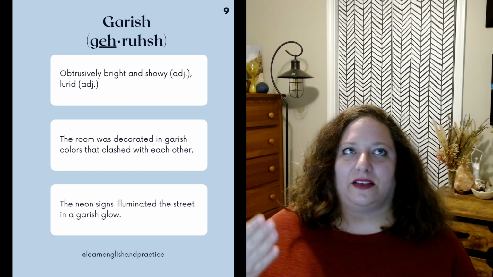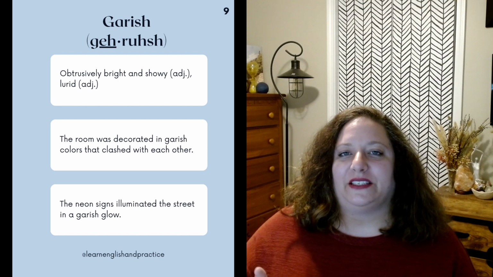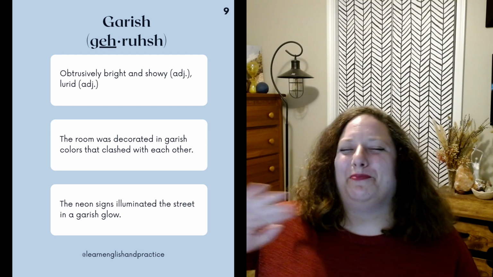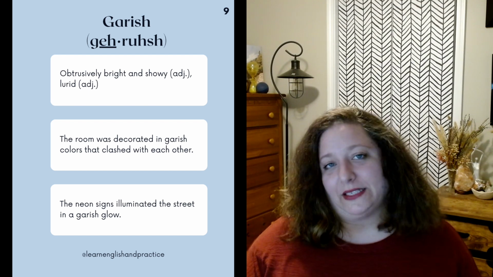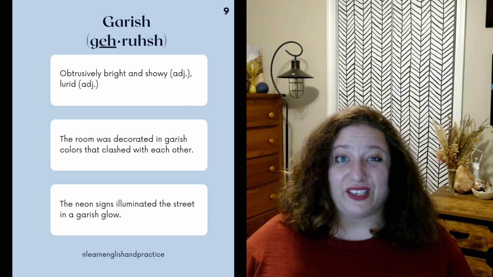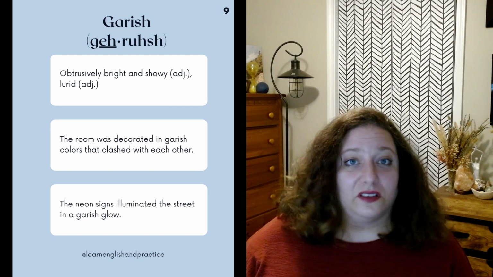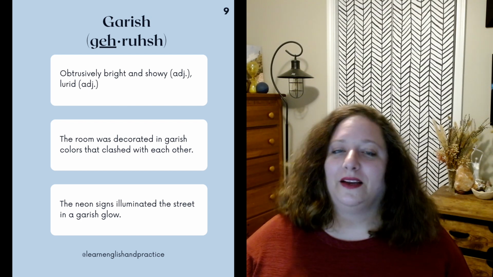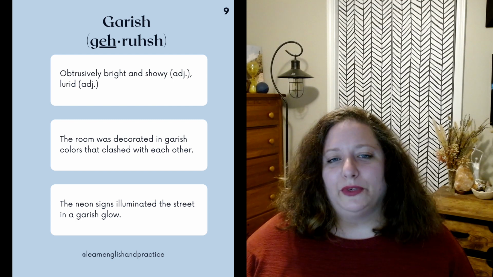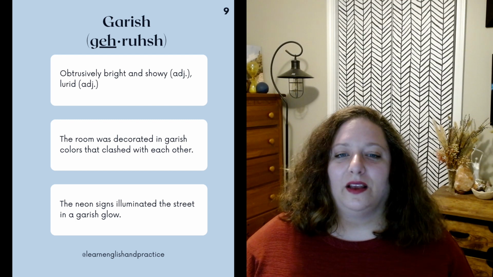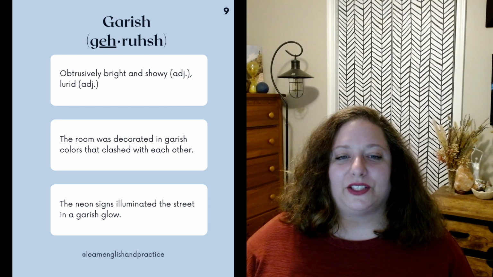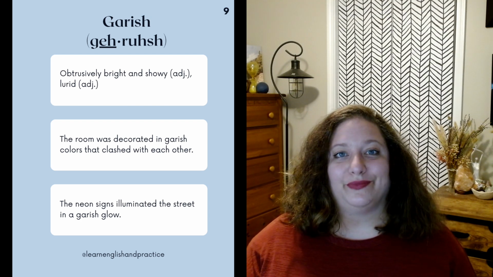So that is essentially saying like the light is awful, it's bad, get away from it, it's unpleasant. All right, too bright, which makes sense because the character who sings those words tends to lurk in the shadows. Examples are: the room was decorated in garish colors that clashed with each other. The neon signs illuminated the street in a garish glow.